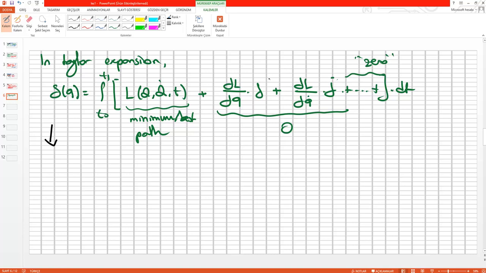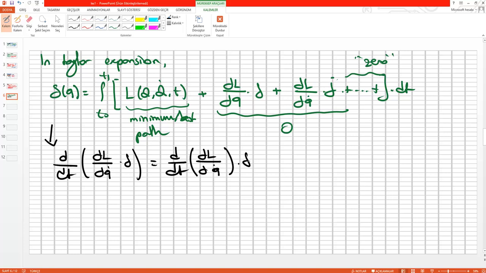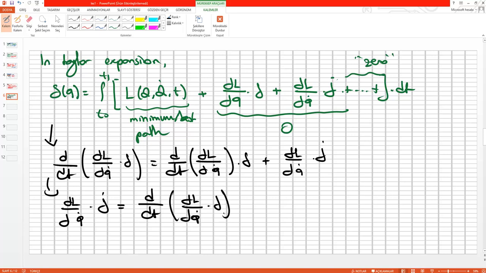Okay? And so we can use the calculus formulation in here like this one, d/dt of dL/dq dot times delta, and so this can be written like this one, d/dt(dL/dq dot) times delta plus dL/dq dot times delta dot. Okay, this is the calculus formulation of the what? The integral operation or the chain rule in the integral operation. And so this term can be rewritten as like what? The dL/dq dot times delta dot is equal to what? d/dt of dL/dq dot times delta minus d/dt(dL/dq dot) times delta.